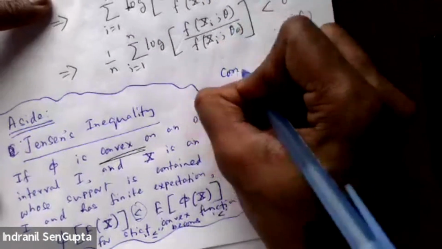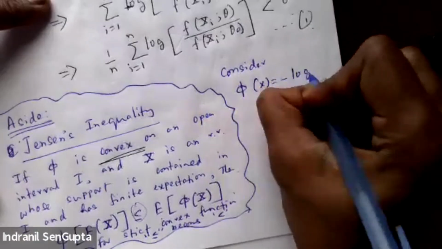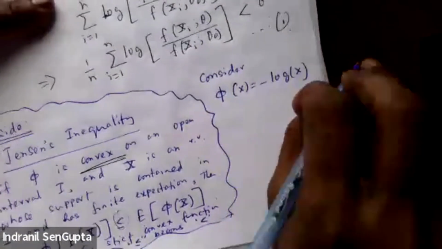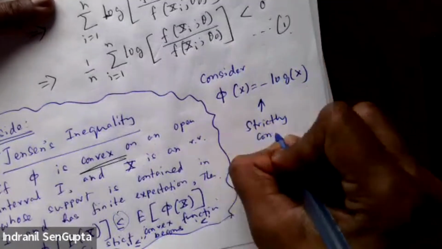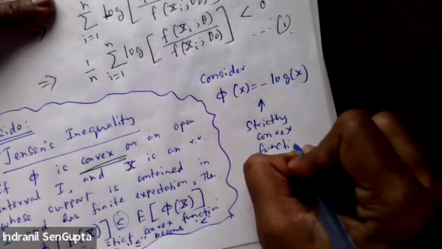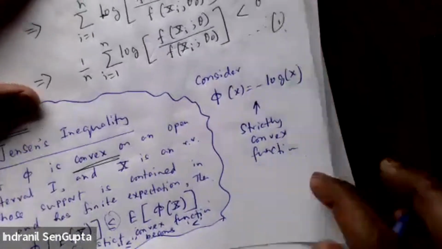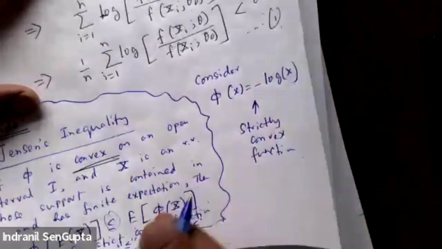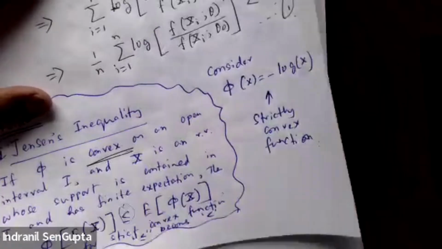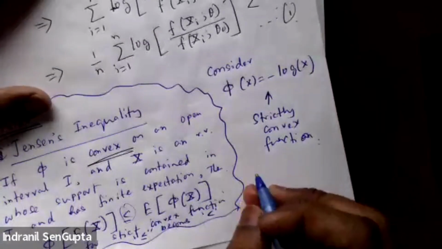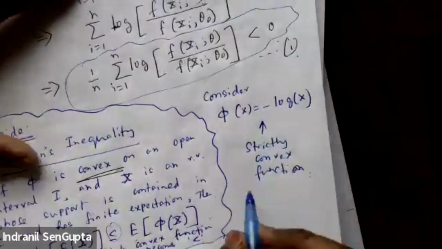Let's consider, say, phi of x equals minus log of x, which is a strictly convex function. Now I'm thinking about this quantity. Just keep that in mind, I'll be using it. Let's now do some computation with this one, and then I'll be using this log thing.